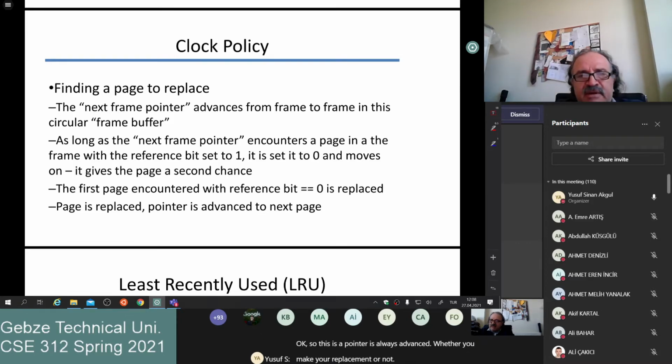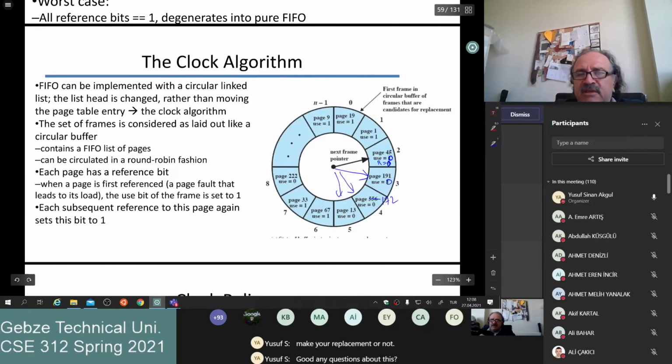Good. Any questions about this clock algorithm? Keep this in mind because we are going to come back to this one. This is a very nice data structure. Very cheap. It is a usable algorithm.